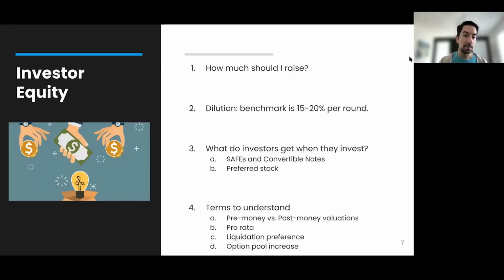And then there's also the option pool. I'm going to skip liquidation preferences just for time purposes, but your option pool is essentially what you set aside in every round to give to your employees. So let's say you set a 10% option pool. You then hire 10 employees and you give each employee 1%. You've now used up all of your option pool.